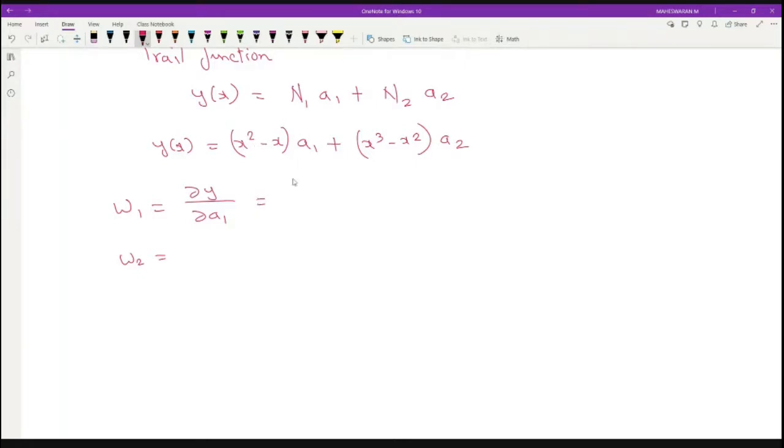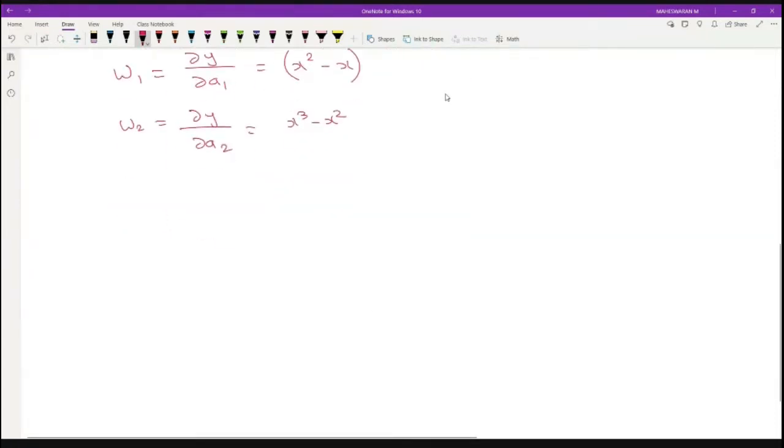Differentiating this, you will get x square minus x. This is my term. W2 is dou Y by dou A2, so you'll get only x cube minus x square. This is my term. Now I have these weighted functions, and now I can go directly. We'll go one by one, so let me go for the first term.